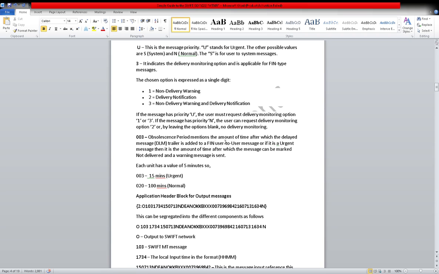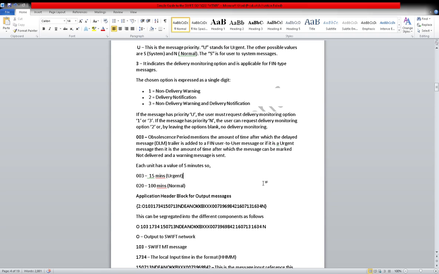Obsolescence period mentions the amount of time after which the delayed message trailer is added to a FIN user-to-user message. Or if it is an urgent message, it is the amount of time after which the message can be marked non-delivered and a warning message is sent. Each unit has a value of 5 minutes. 003 is equal to 15 minutes for urgent, 020 is 100 minutes for normal.